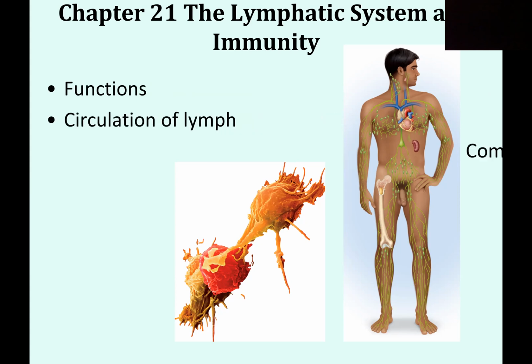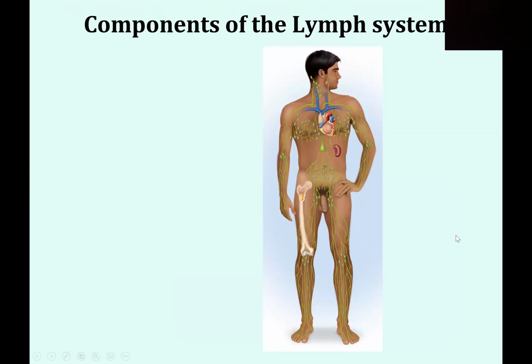Circulation of lymph, components of the system, cells involved. Now, with the lymphatic system, you can also call it the lymph system. In typical anatomical drawings, the lymphatic system structures are going to be green, except for the spleen and the thymus, which are up here. So we'll start with the components of the lymphatic system.